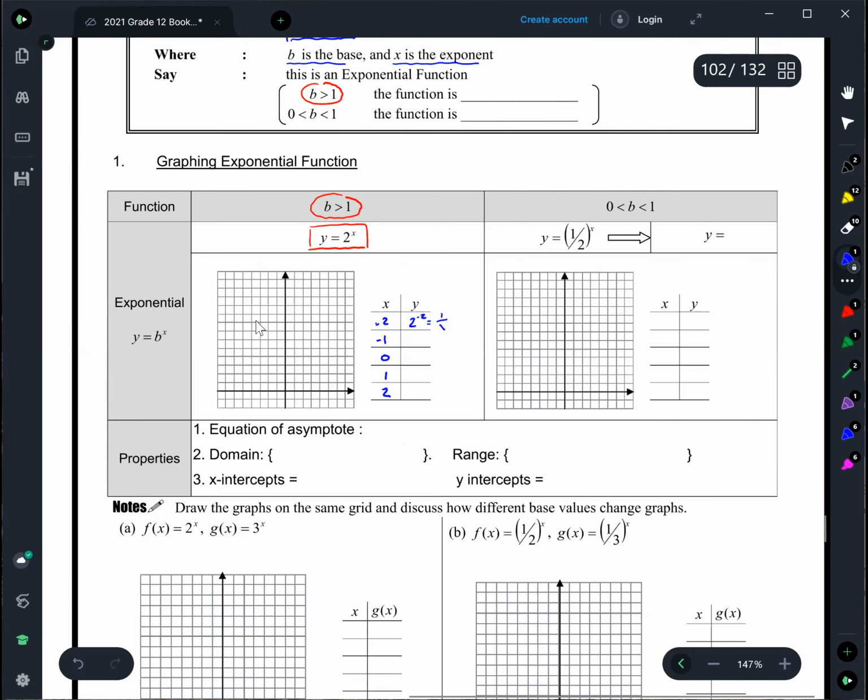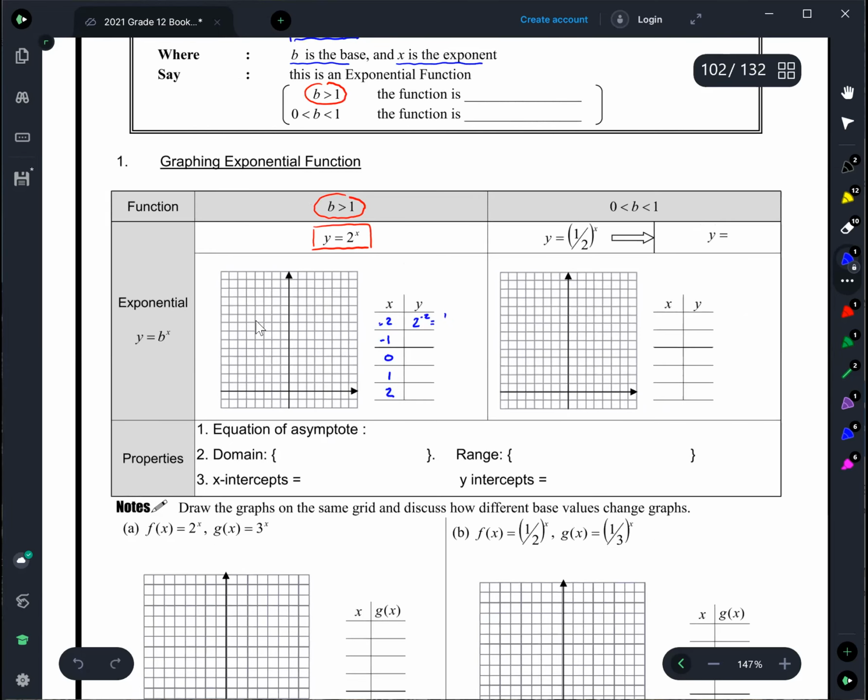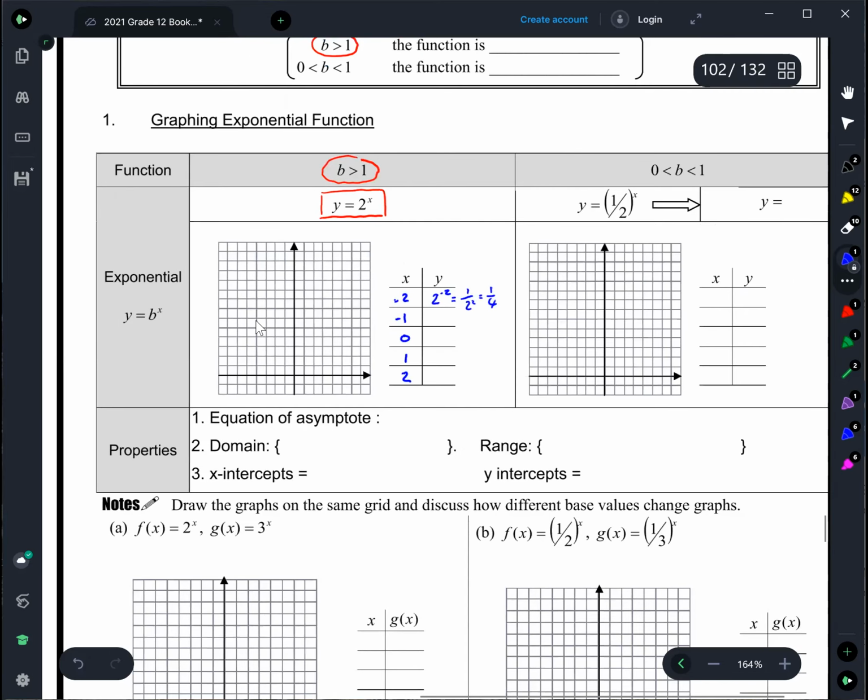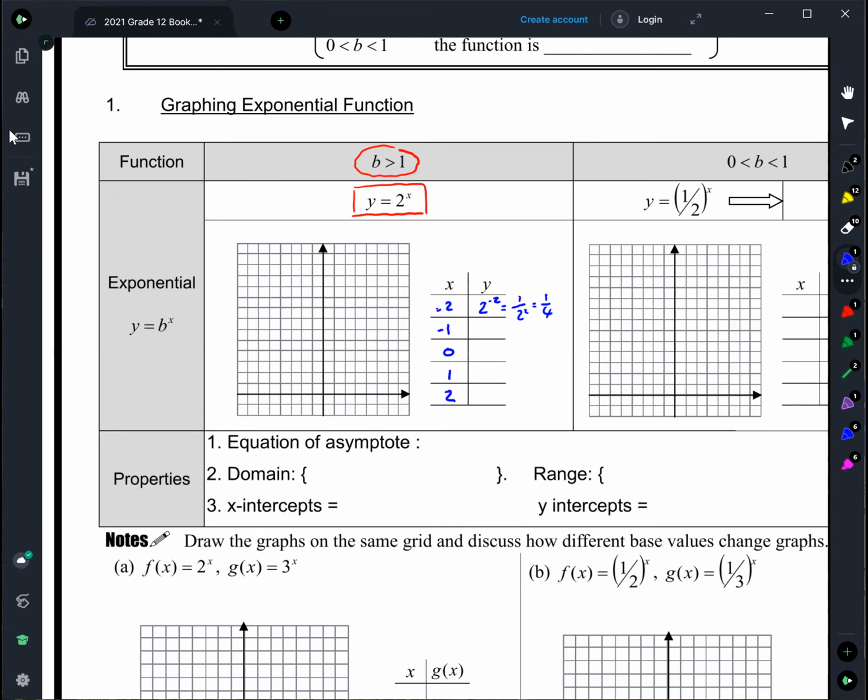Sorry, a little bit of lag here. 1 over 2 squared, which will be 1 over 4. So our first point is at -2, 1 over 4. Please complete the chart. Raise your hand when you have finished the chart, the table of values. Okay, Eric, we are on page 89.